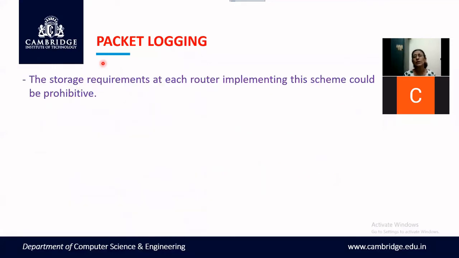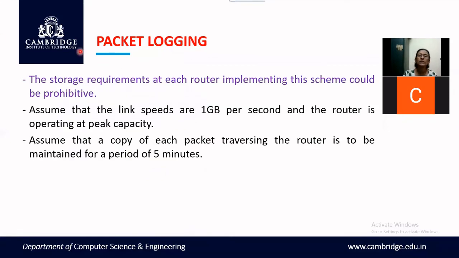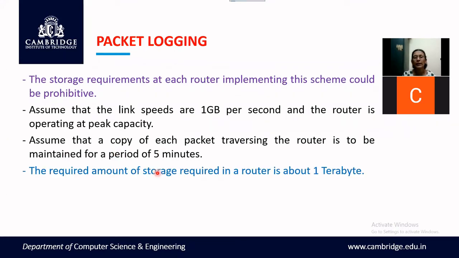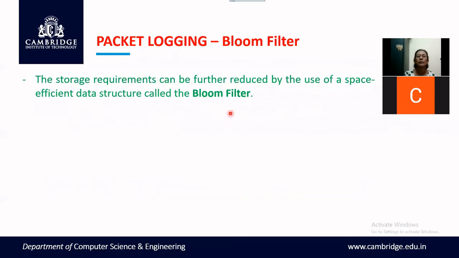The storage requirement is obviously going to be very large. Suppose the link speeds are 1 GB per second and the router is operating at full capacity. Say you have 6 links to this router, then over a period of 5 minutes you will be collecting about 1 terabyte of data, which is very high. How do you reduce this? It is reduced by using a space-efficient data structure called the Bloom filter.